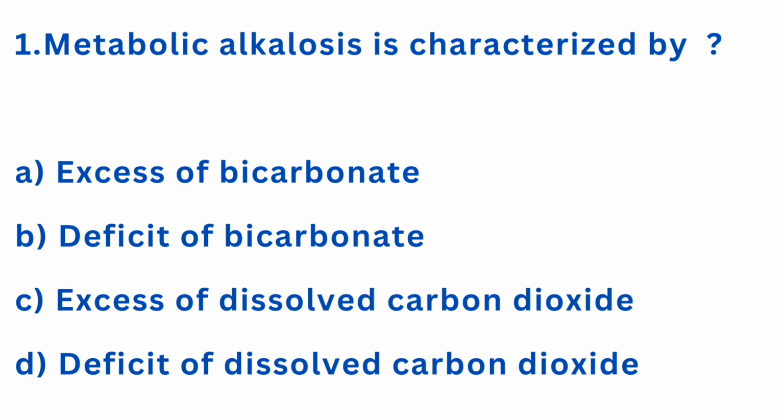Metabolic alkalosis is characterized by option A, excess of bicarbonate, option B, deficit of bicarbonate, option C, excess of dissolved carbon dioxide, option D, deficit of dissolved carbon dioxide. The right answer is option A, excess of bicarbonate.